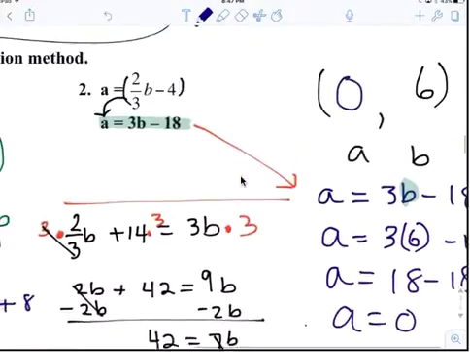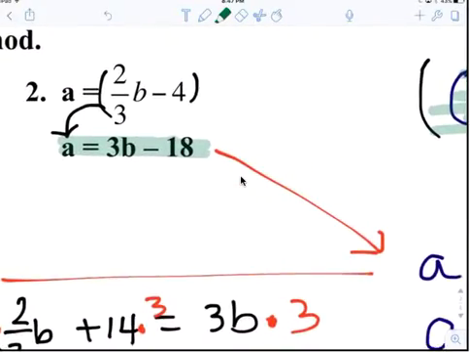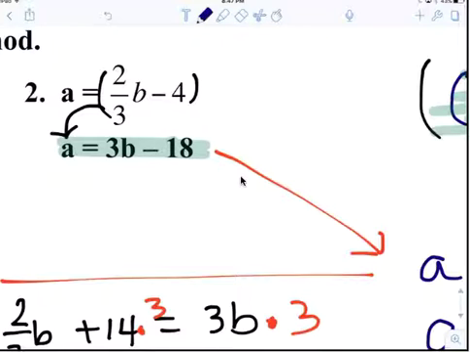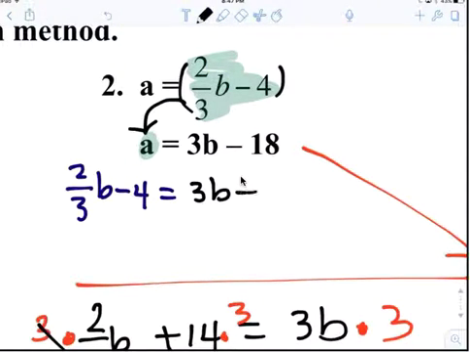Now this one here, I left this blank intentionally. The answer to problem number 2 is 0, 6. That's where the two graphs intersect. So here you substitute in where A is, so you take this whole entire thing here and you put that where this variable A is, because A has nothing on that side. So you get 2/3b minus 4 equals the 3b minus the 18.